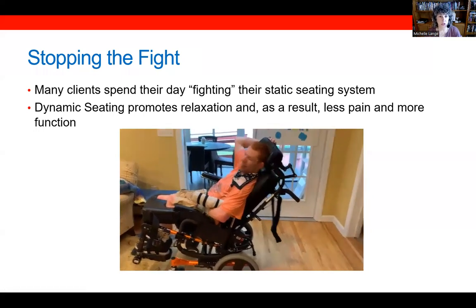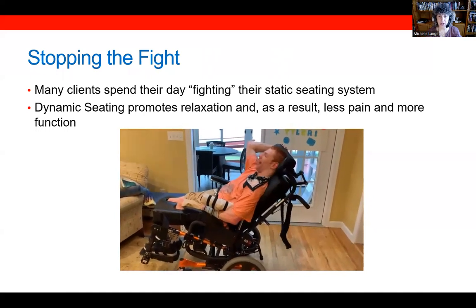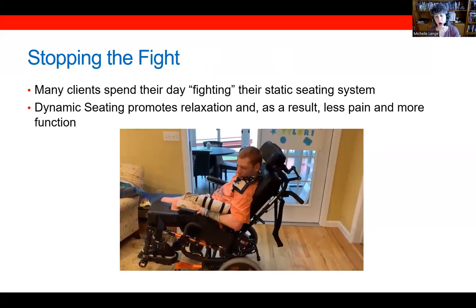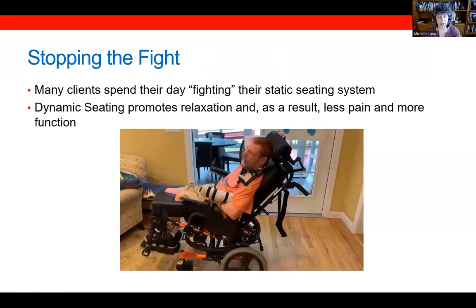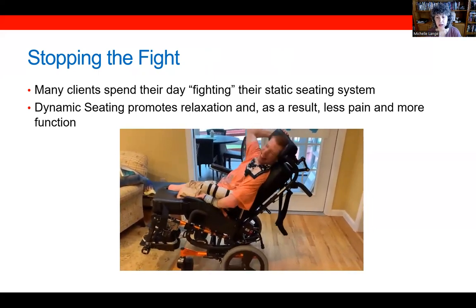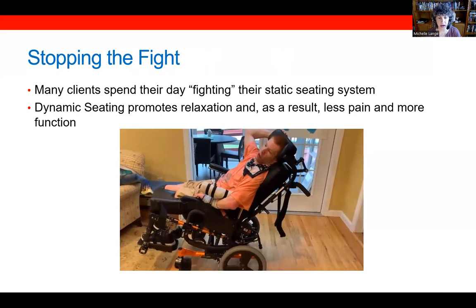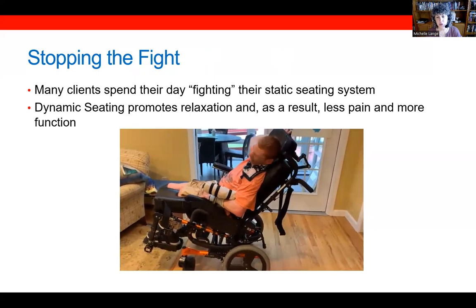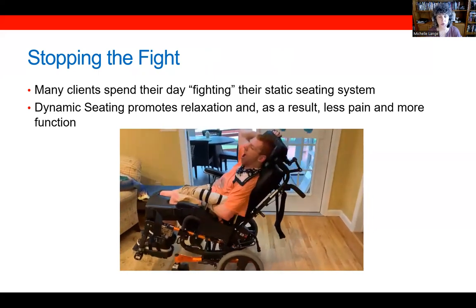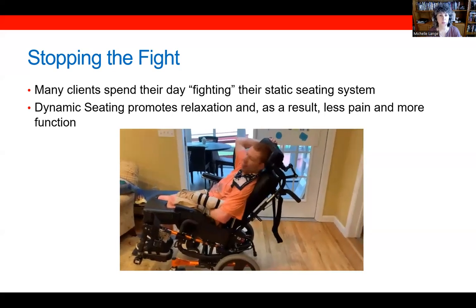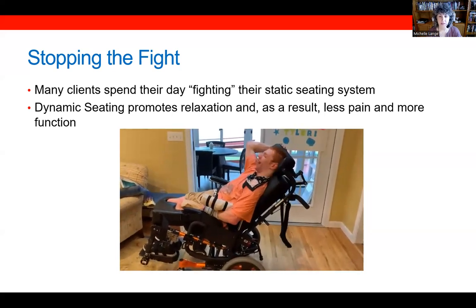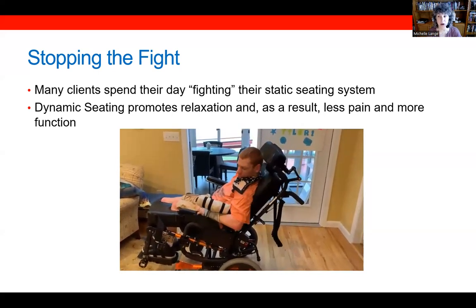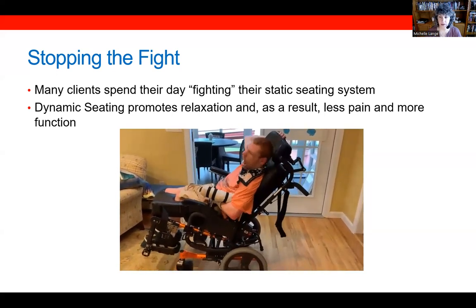Many clients with increased tone spend their day fighting their static seating system. They extend throughout the day, looking like perhaps their only goal is to escape this seating system. Now, this young man was in that scenario. He does have dynamic components here that move with him, and so he is able to extend against them, but as his forces are diffused and absorbed, this helps promote relaxation, and this can decrease client pain, improve comfort, and promote function as well.